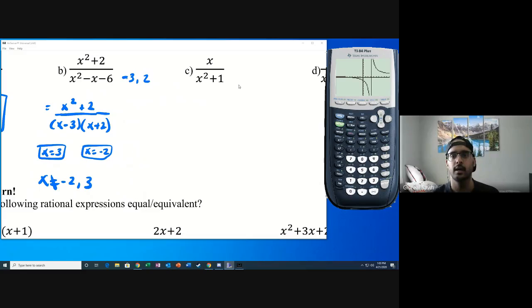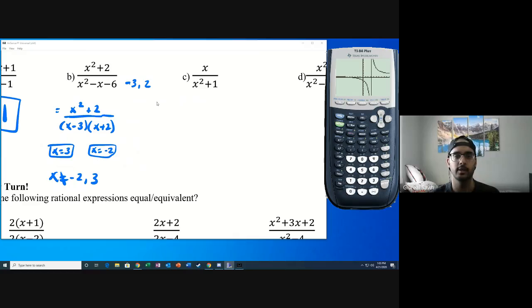Now for C, we could try to do the same thing, but we're going to run into a little bit of a problem here. If I try to factor this, x squared plus 1, you might start to think difference of squares. The issue, there's not actually a difference here. This is a sum, and we don't have a rule for a sum of squares. So trying to factor this is going to prove to be quite difficult. So let's just think about this, just looking at the denominator.